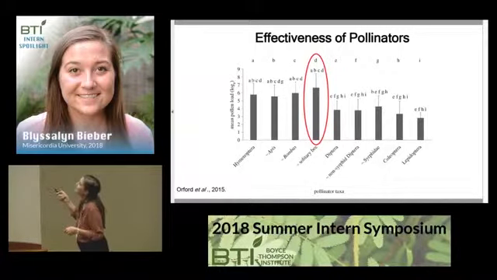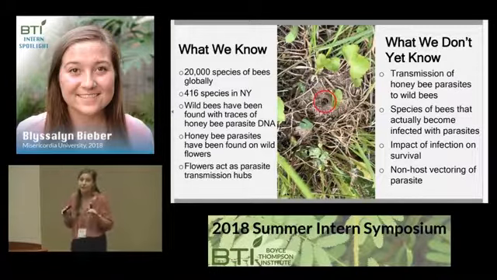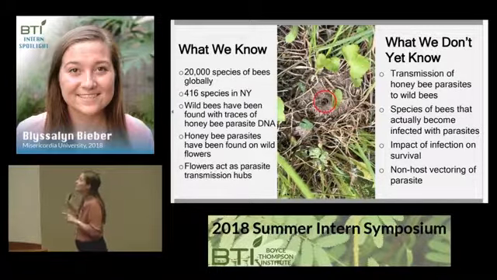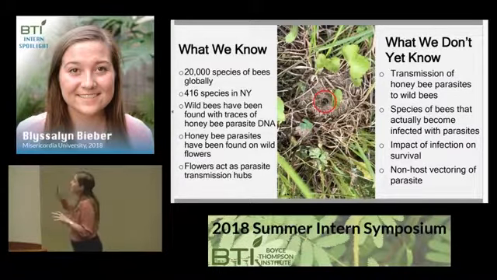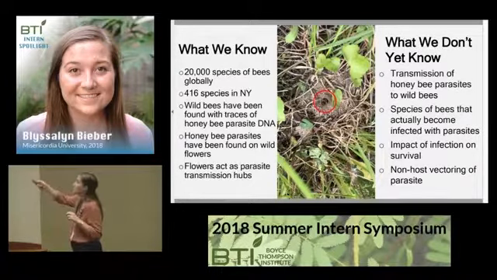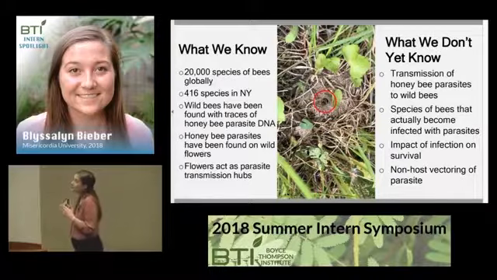Just to start, here's our sweet little solitary bee coming out of its home. So some things that we know about bees, there's about 20,000 species globally. And then just within New York State alone, we have 416, with 412 of those being wild bee species. On the next slide, I'm going to show you a pollinator network, but just to these 2 points here, looking at wild bees and at wildflowers, we're seeing traces of honeybee parasite DNA.